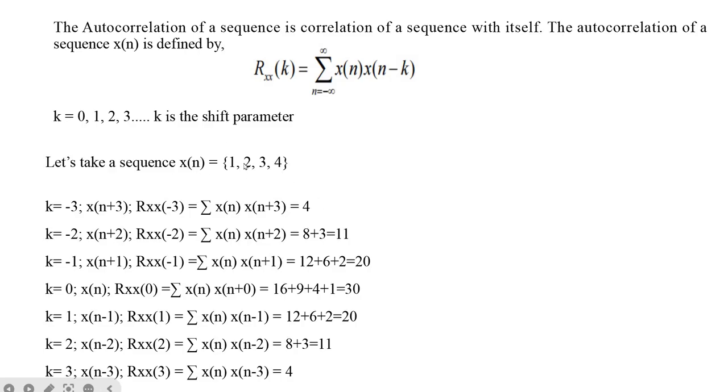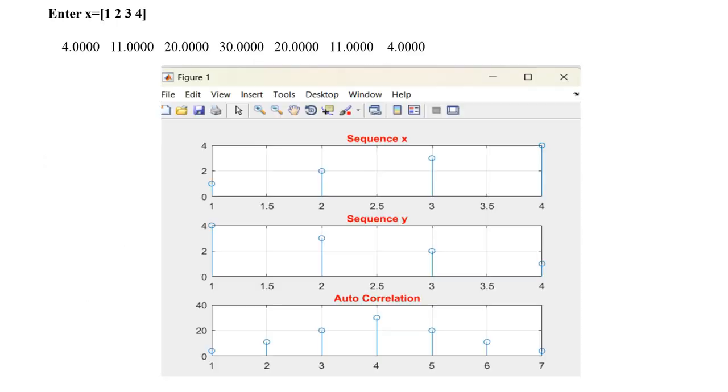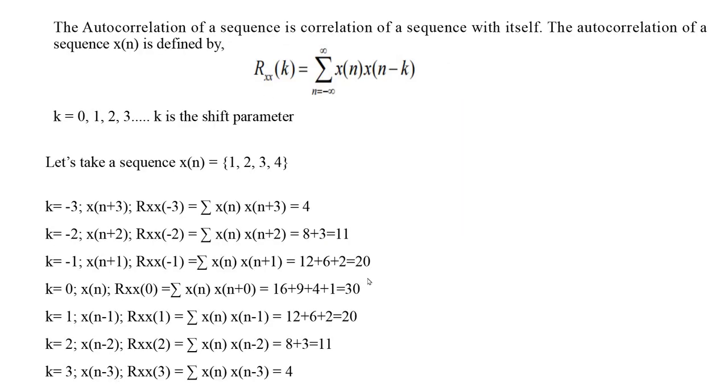This is x of 0, x of 1, x of 2, x of 3. So x of 0 is 1, x of 1 is 2, x of 2 is 3, and x of 3 is 4. So you have to substitute these, and you will get these values, which we got in the previous one, that is in this figure. Here we got 4, 11, 20, 30, 20, 11, 4. So you can see these are the same values.